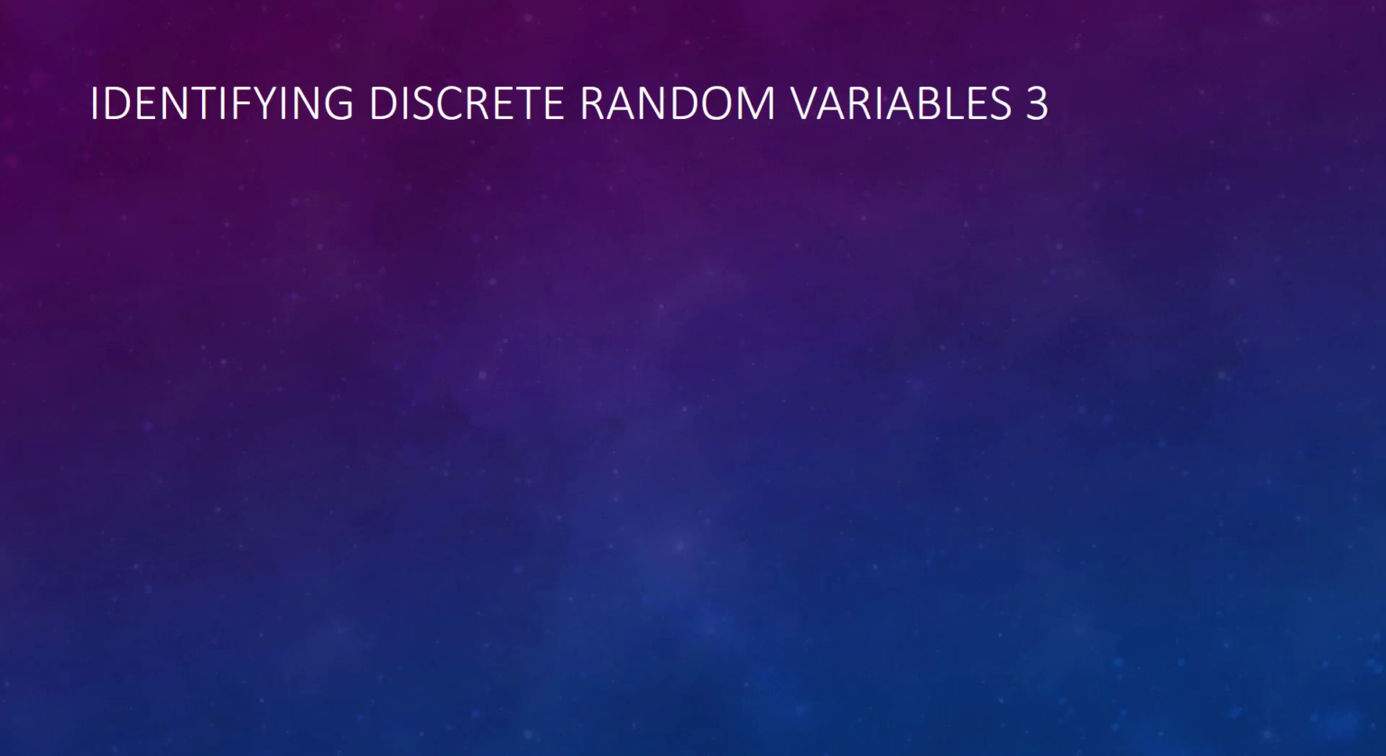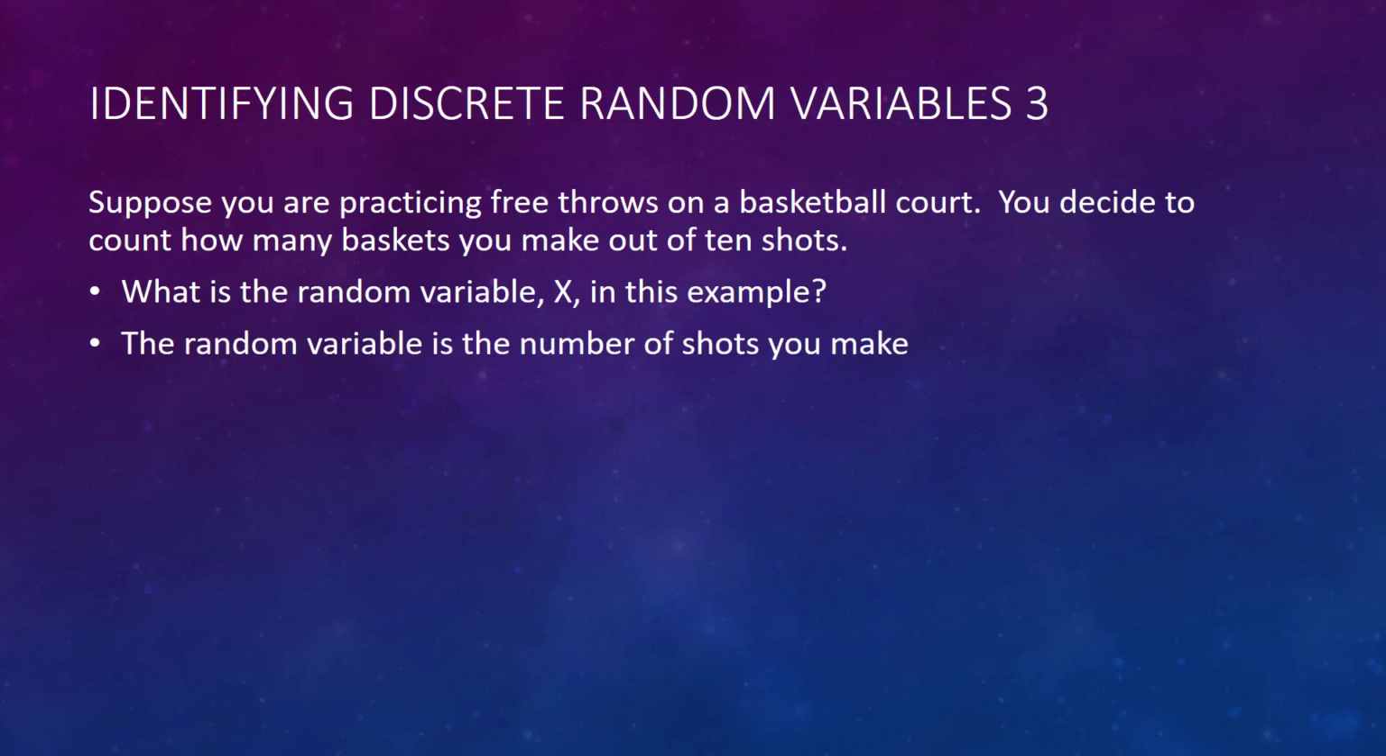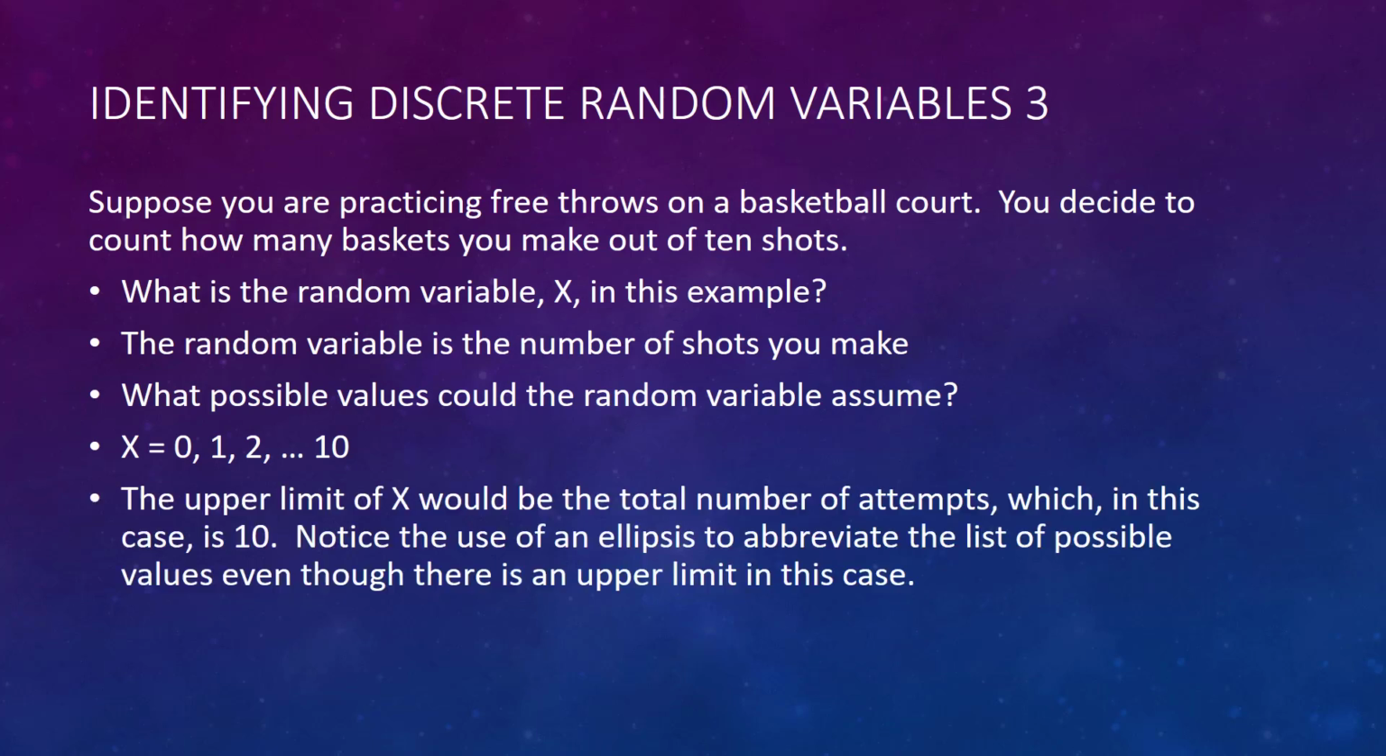Identifying discrete random variables 3. Suppose you are practicing free throws on a basketball court. You decide to count how many baskets you make out of 10 shots. What is the random variable x in this example? The random variable is the number of shots you make. What possible values could the random variable assume? Well, x could be 0, 1, 2, 3, 4, 5, 6, 7, 8, 9, or 10.